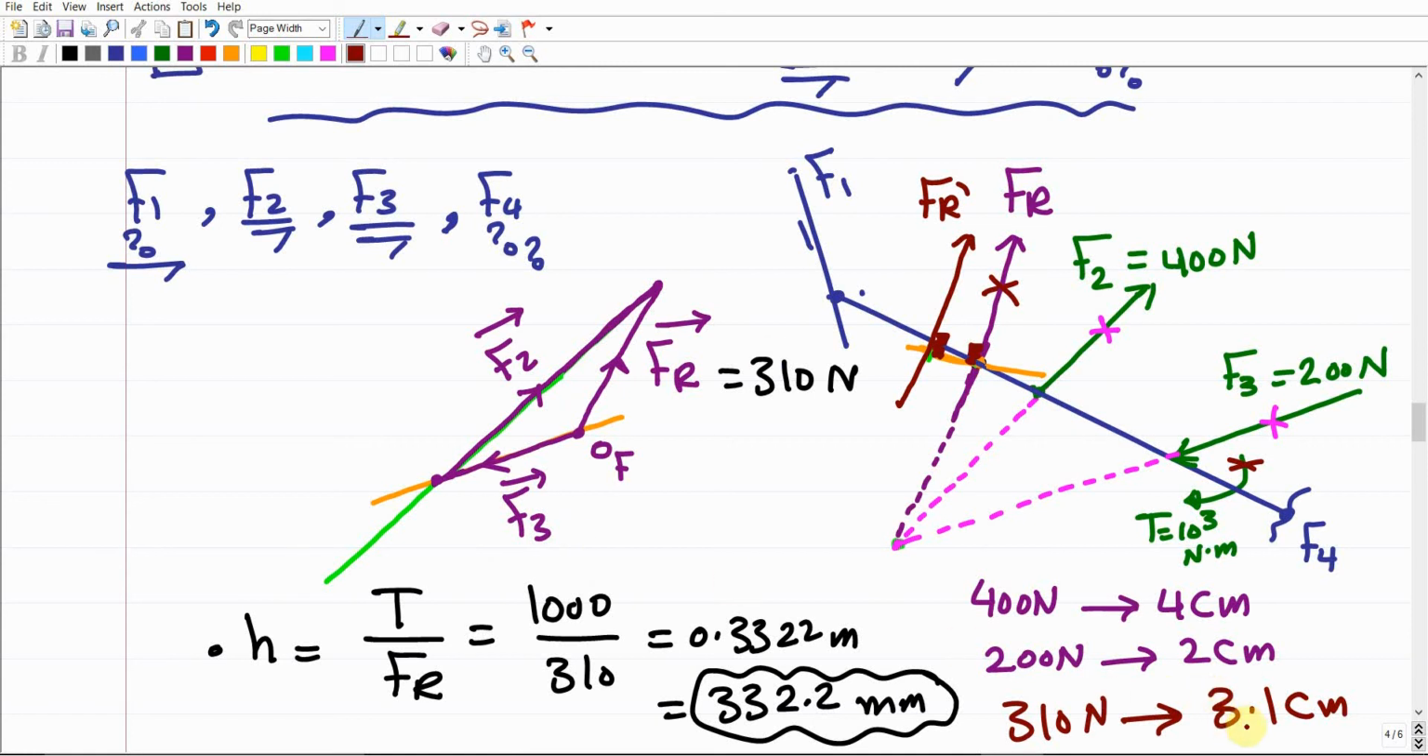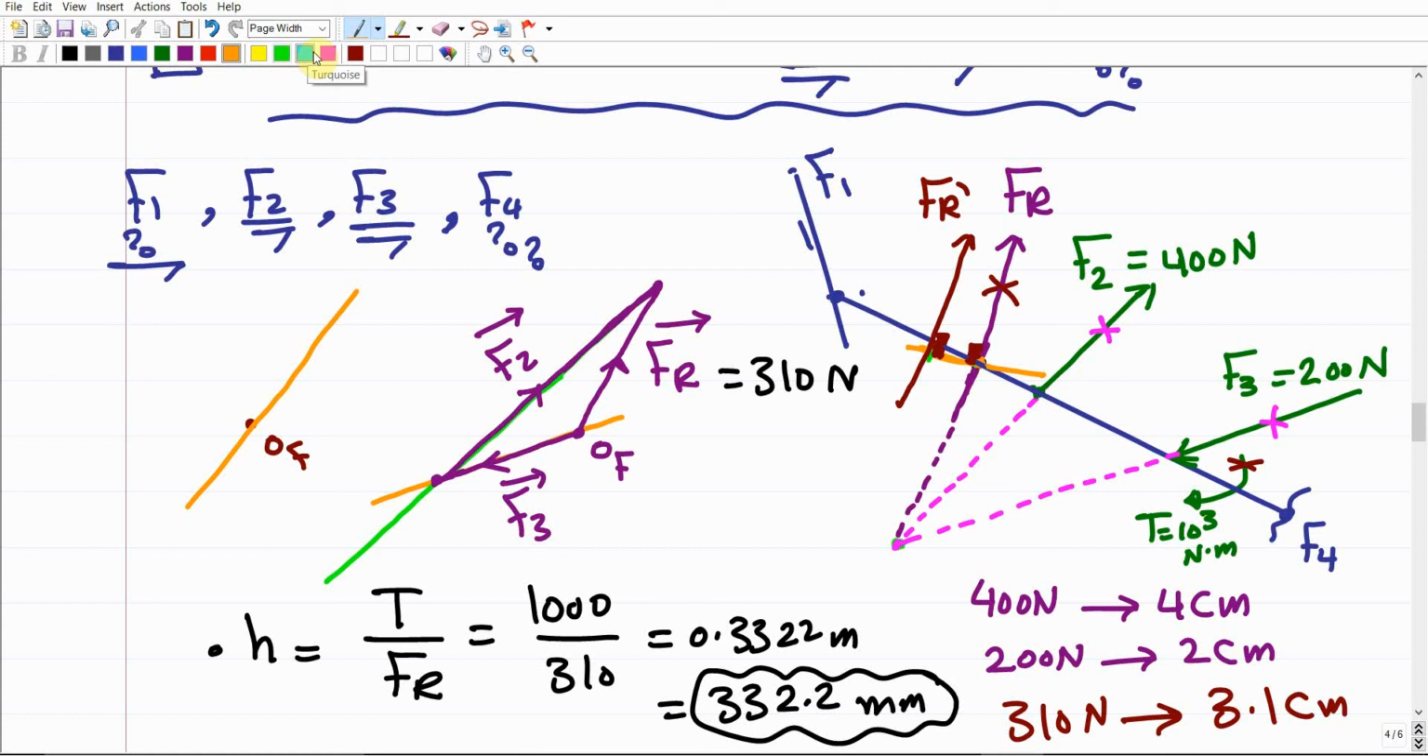So I can use the same scale, 3.1 centimeter for this FR, starting from the OF, which is the zero point for the first polygon. Then I'm going to draw this force. This force is going up. So I'm going to draw a line that is parallel to the original force, parallel to this FR in this direction, and it should be going up.